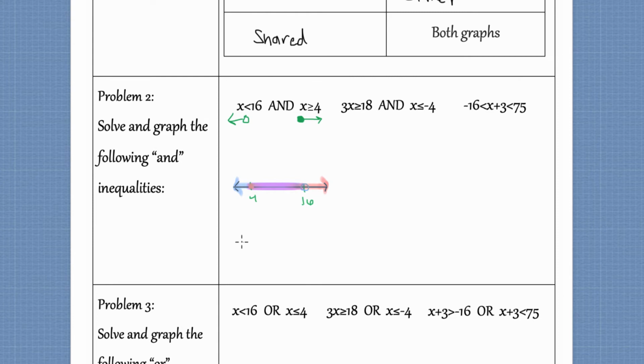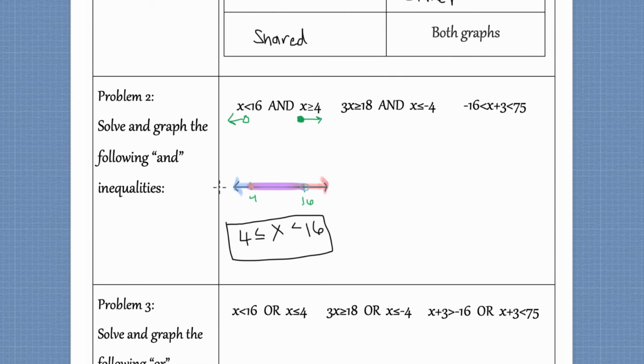So to write this as an inequality, we can say that 4 is less than or equal to, since 4 is part of the solution, x, which is less than 16, and less than because 16 is not part of the solution. So this right here would be our answer for this one. Let's move on to the next problem.